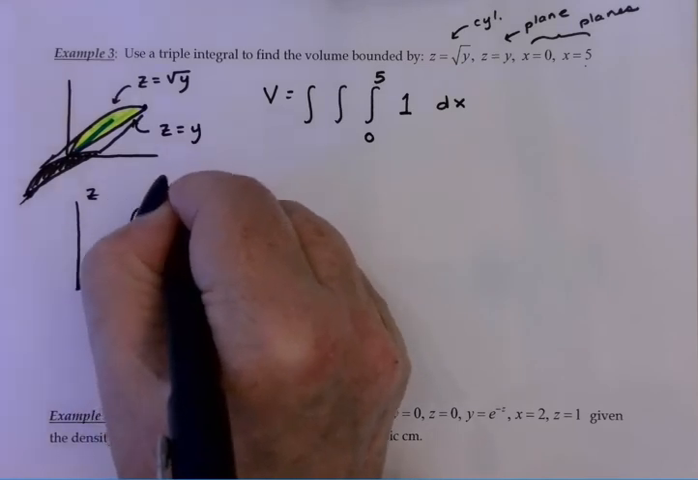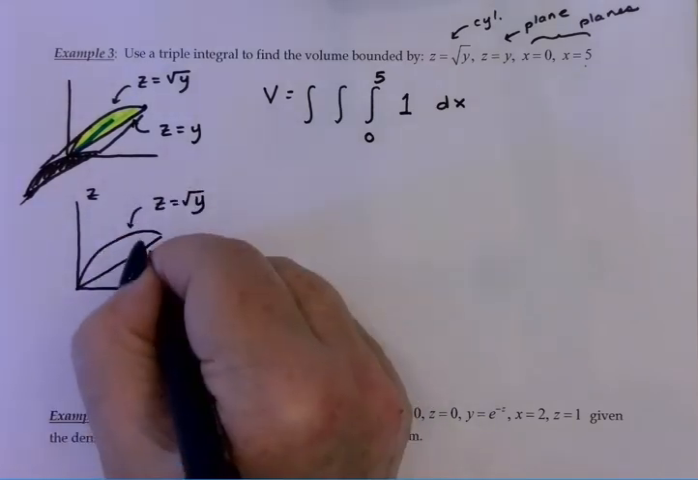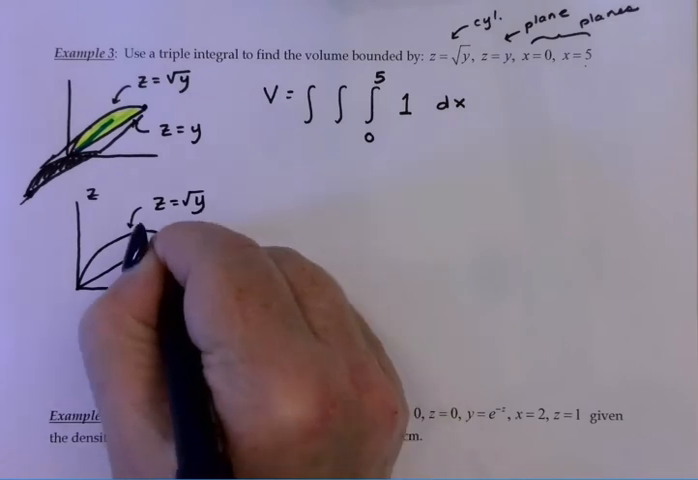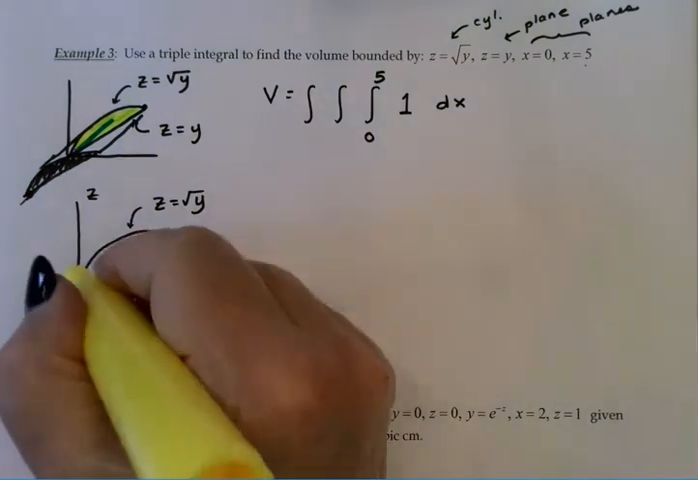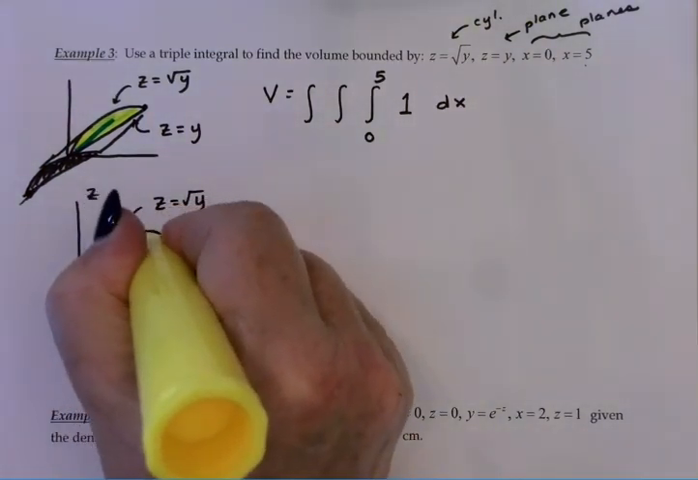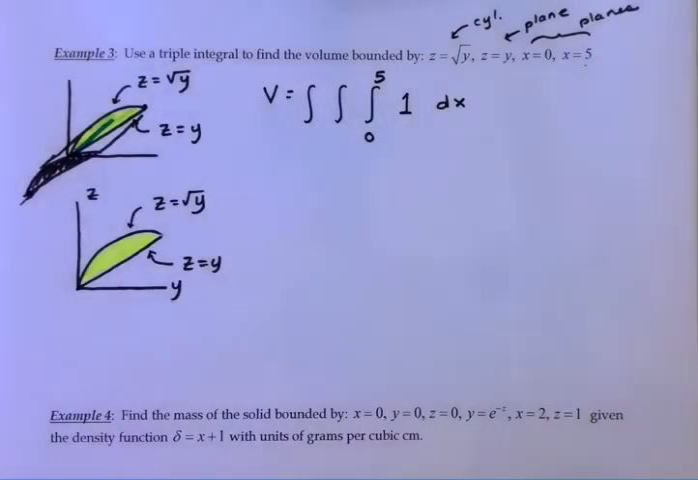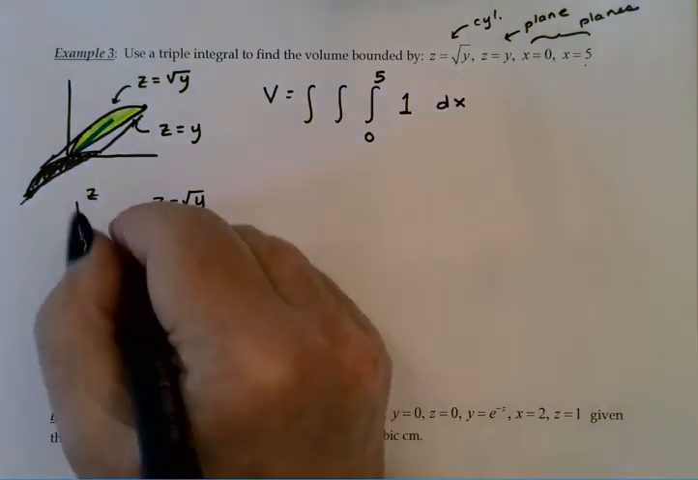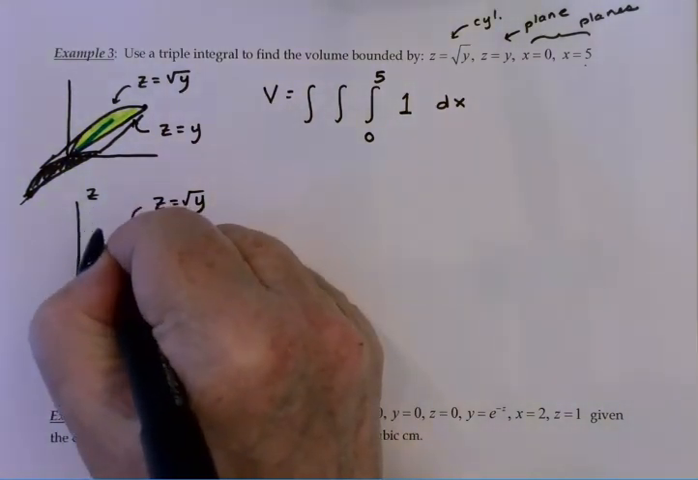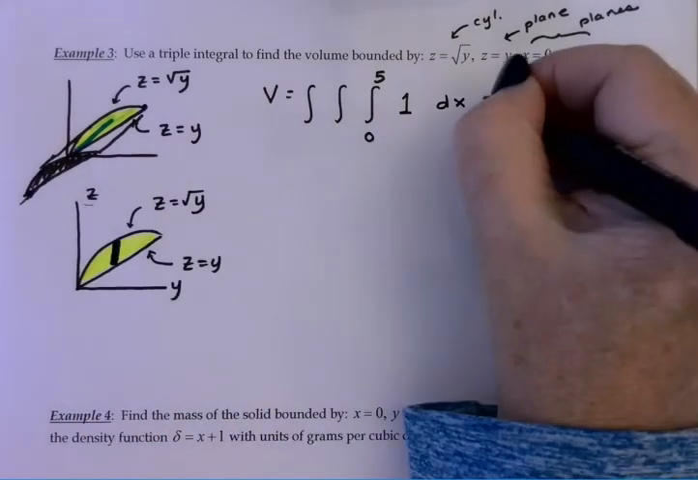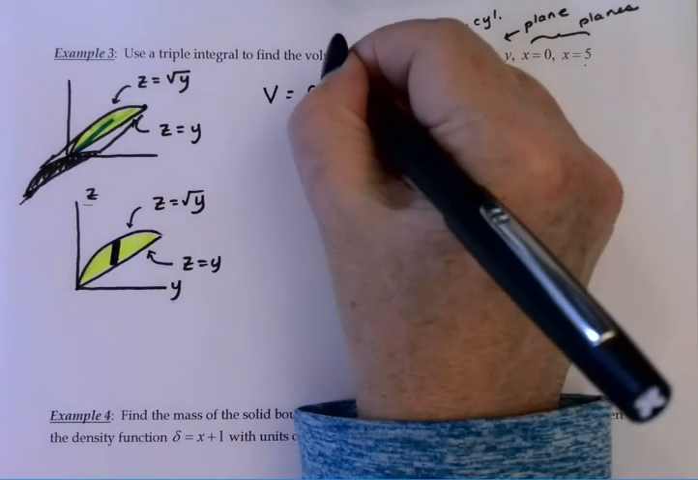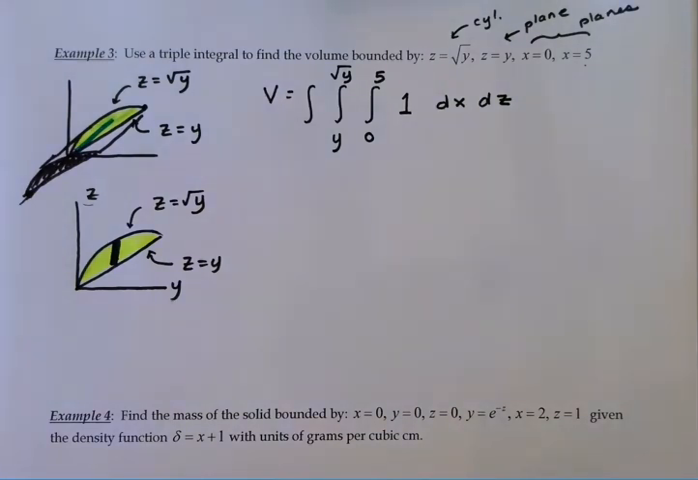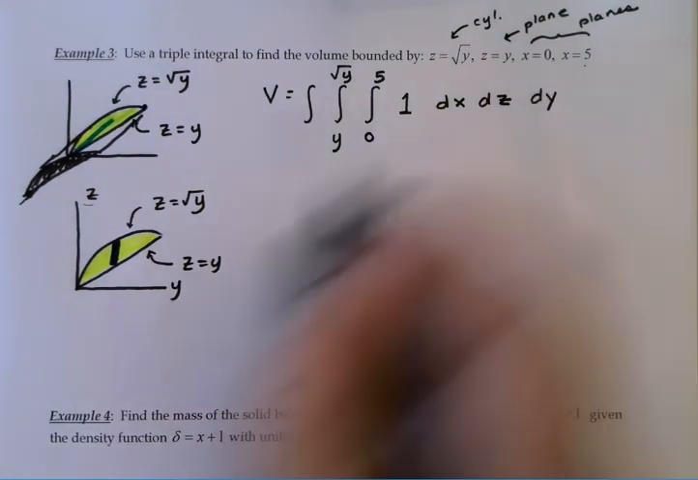Again, that's z equals the square root of y, and z equals y. If I think vertical rectangles here, that would mean I'm doing the dz next. And the lower z value is just y. The upper z value is the square root of y. That leaves me to do dy last.